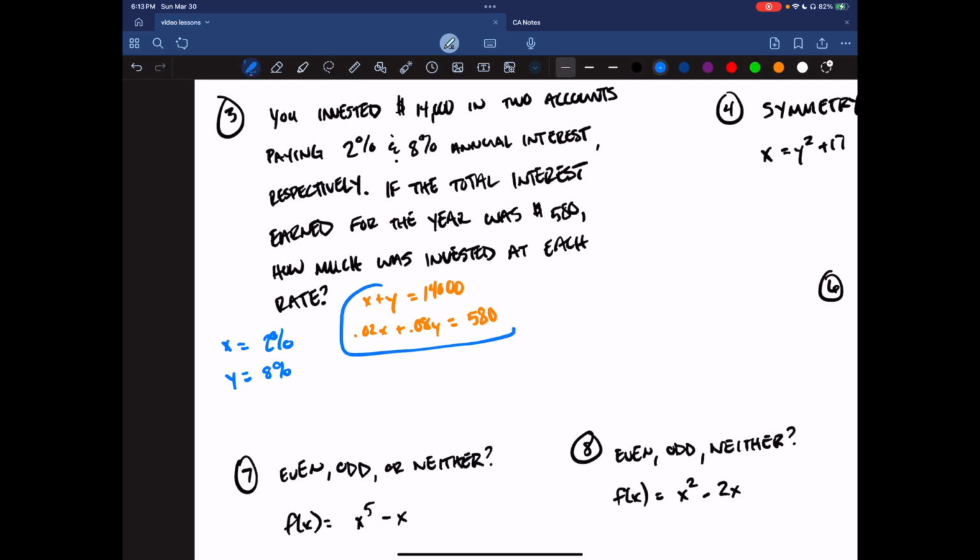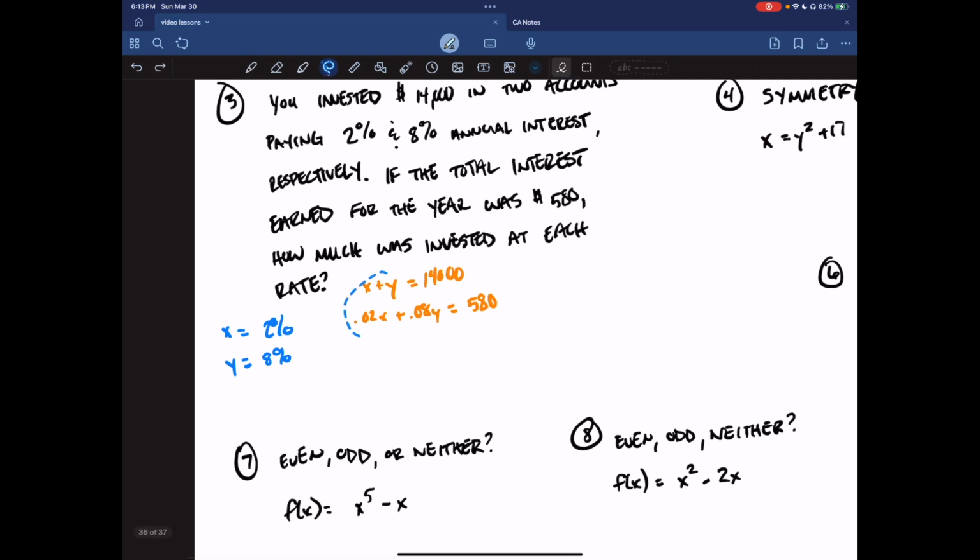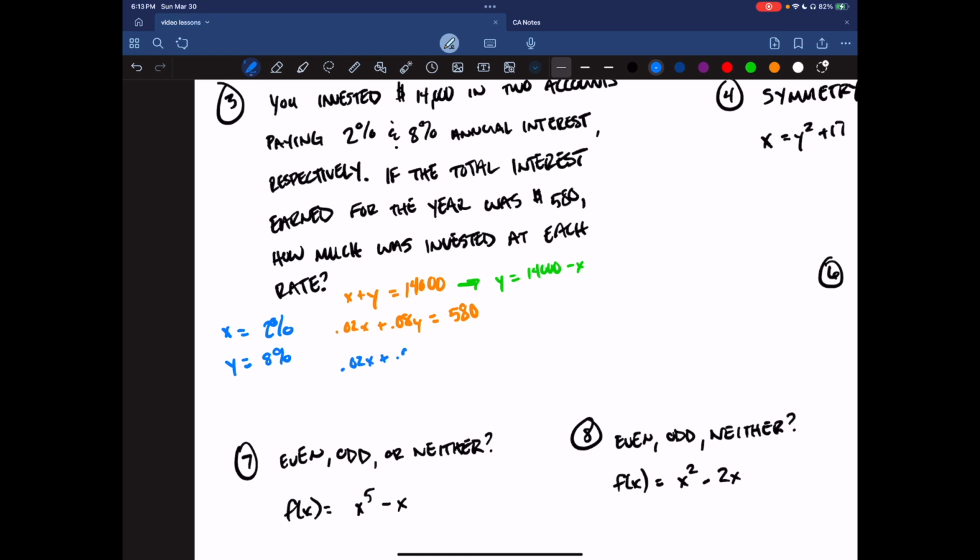Now I need to solve this system of equations. And I can do this simply by solving this one for y, and this is going to be y equals 14,000 minus x. That allows me to sub in. So I've got 0.02x plus 0.08y. I know what y is now. It's going to be 14,000 minus x equals 580.